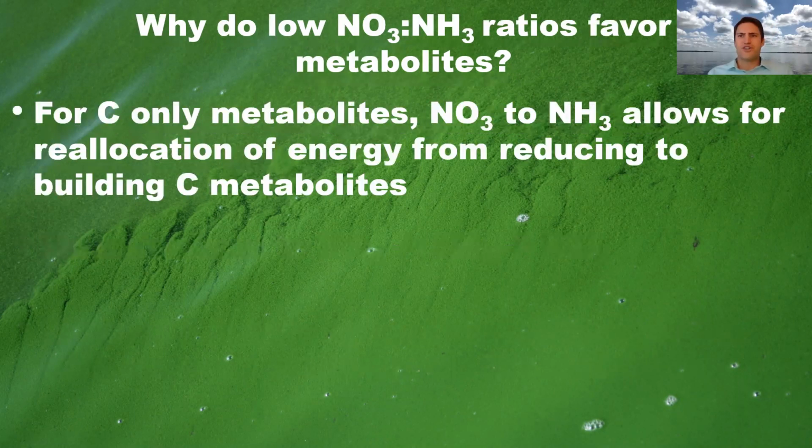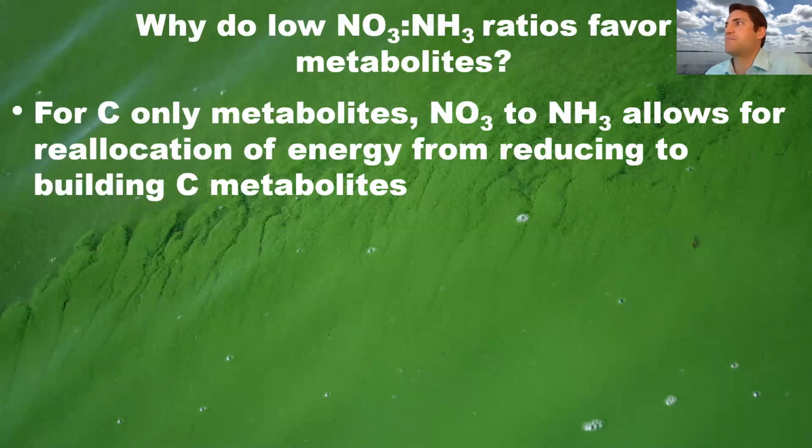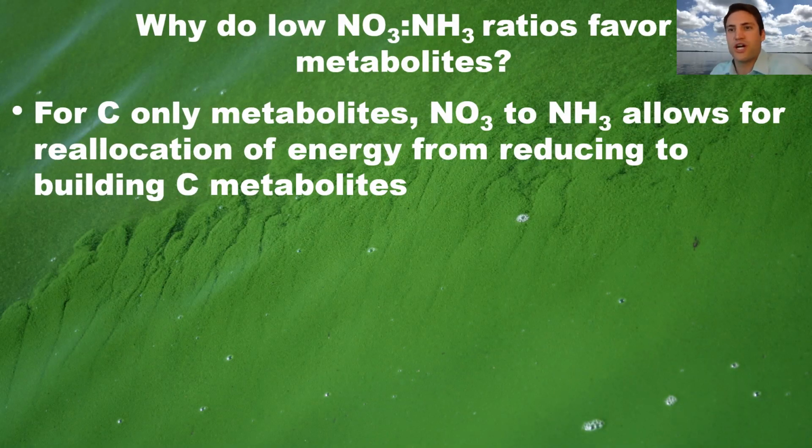So what about for these carbon-only metabolites? They don't, geosmin and MIB, there's no nitrogen in them. Why would they be higher? And so one thought is just, well, maybe when you switch from an active way to get nitrogen to a passive way, you are saving energy, and you can reallocate that energy from reducing nitrate to start building more carbon metabolites. Carbon, nitrogen, phosphorus, all these things are tied together within the cell.